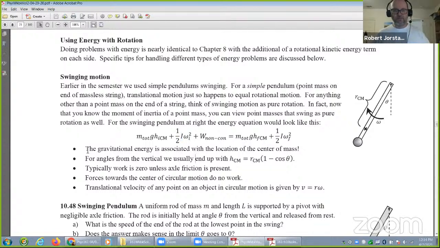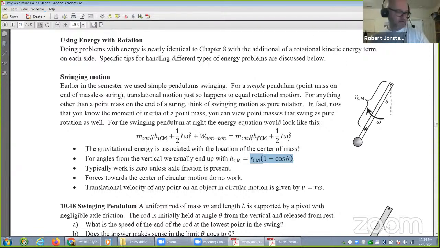Here's the issues. Gravitational energy, you have to figure it out from the height of the center of mass. If you're swinging, I don't know if you remember this from chapter 8, the height of the center of mass, you get this 1 minus cosine. Do you remember that from chapter 8?